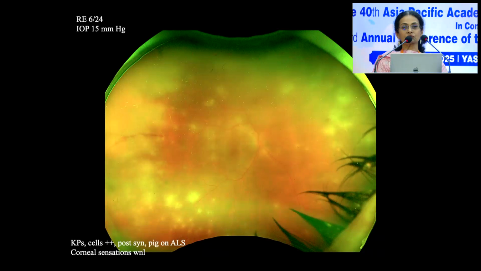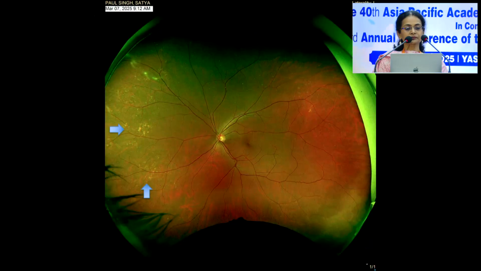His vision was 6/24 despite so much vitritis, and you can see multiple tiny discrete retinitis lesions all over in the periphery, along with tongue-shaped lesions of retinitis. So we had both. His IOP was fine. He had KPs, 2+ cells, posterior synechiae. Corneal sensations were normal. So this was the left eye.